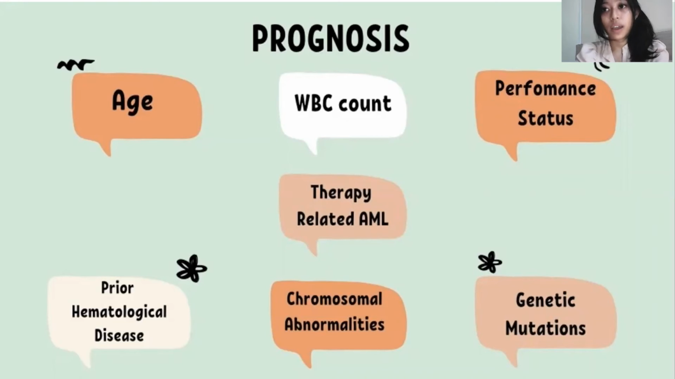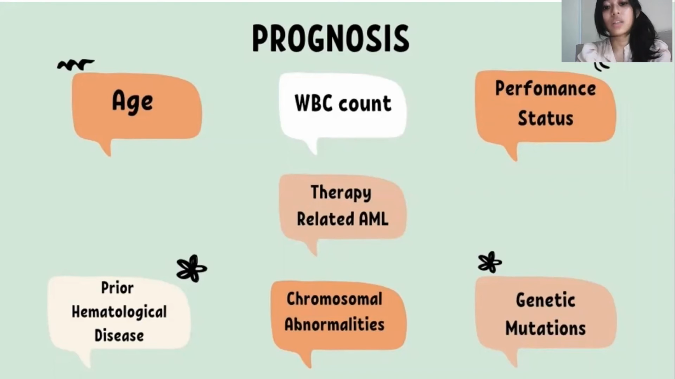So today I would like to explain about the prognosis of patient with acute myeloid leukemia. So the first thing that will affect the prognosis is the age. Elderly patient will lead into poor prognosis because poor prognosis is usually associated with the increasing age of the patient.